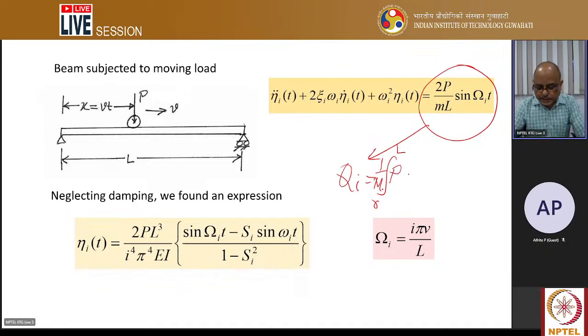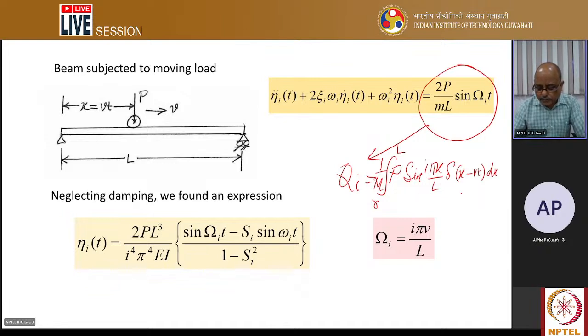It is acting on this phi I of x, and phi I for a simply supported beam is nothing but sine I pi x by L. That is the mode shape function of a simply supported beam, that I've written into the Dirac delta function, delta x minus, at any time instant t, the location of load P is V into t. So I write x minus Vt. Then integrate it between the limits 0 to L.